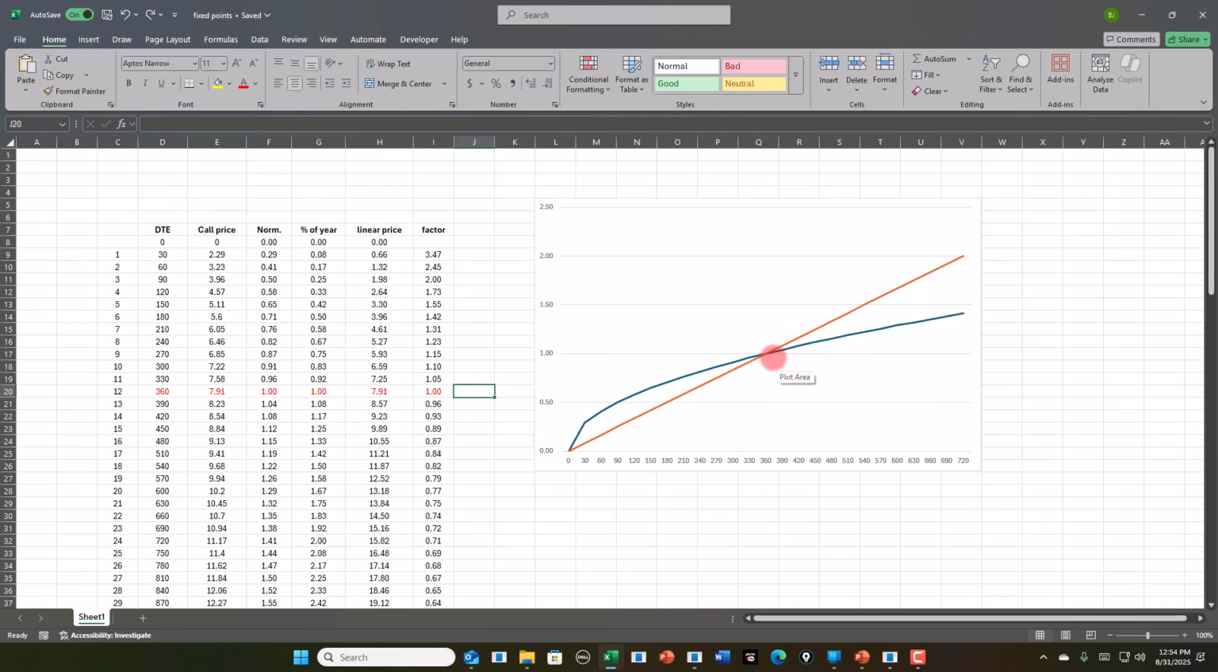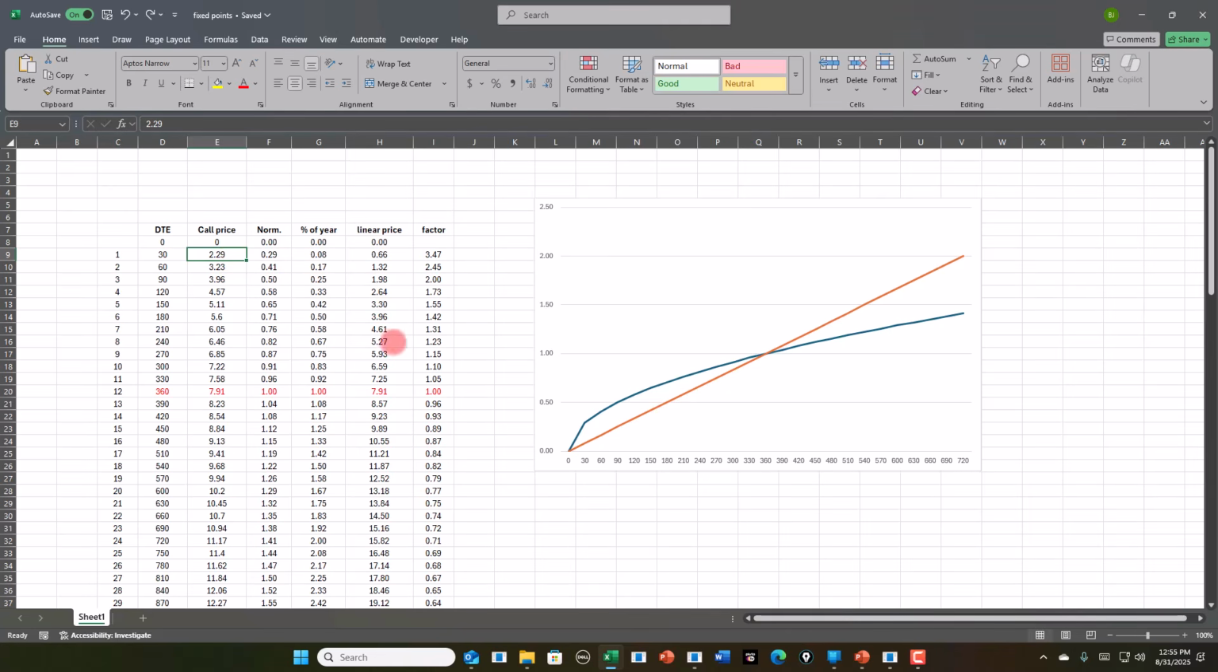But what's interesting here is that it all hinges on this 1-year option, because that's where volatility is priced at itself. That's kind of our fixed point. So if we look at the factor that you're paying, either the premium or the discount, that's right here. So what that is showing is that if options were priced in a linear fashion, we would expect it to trade for 66 cents. But in the real world, you're going to pay $2.29.